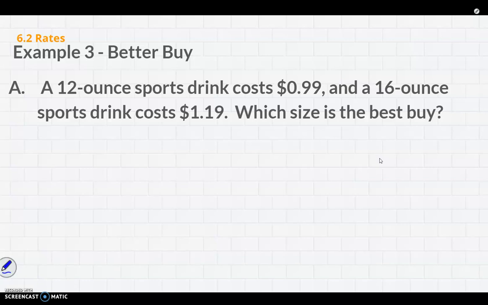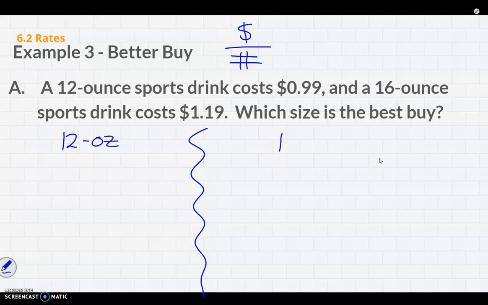Now, if you look back from one of the very first slides, I said that for better buy, you are always going to take the cost and divide it by the quantity. Okay, so I'm going to have two different unit rates that I'm finding. One is going to be for the 12-ounce drink and one is going to be for the 16-ounce drink. So here I'm going to have the 12-ounce. Here I'll have the 16-ounce. And ounce is abbreviated OZ. Okay, so I'm going to take the cost for the 12-ounce, which is 99 cents.